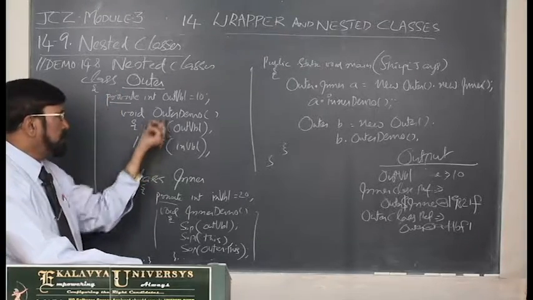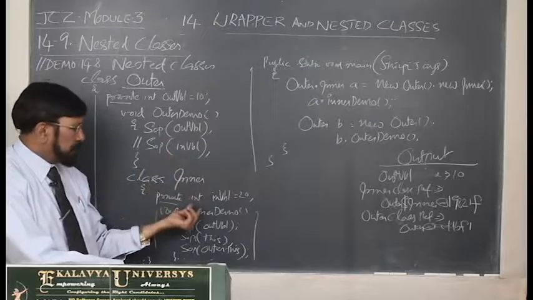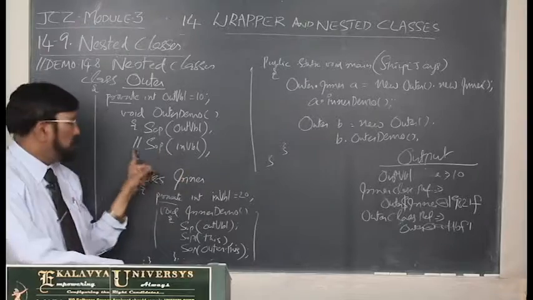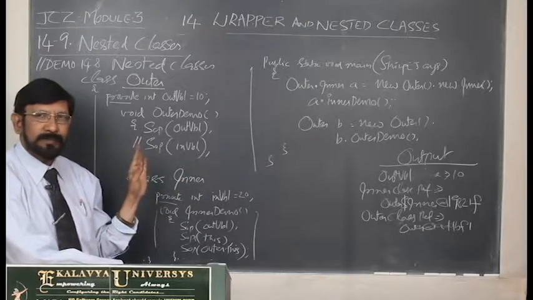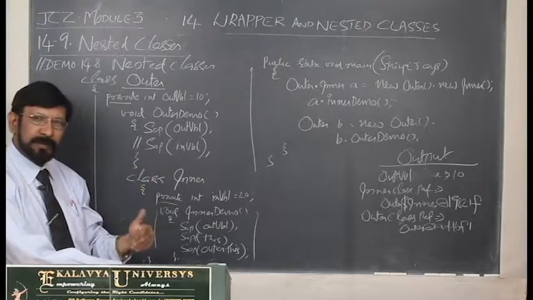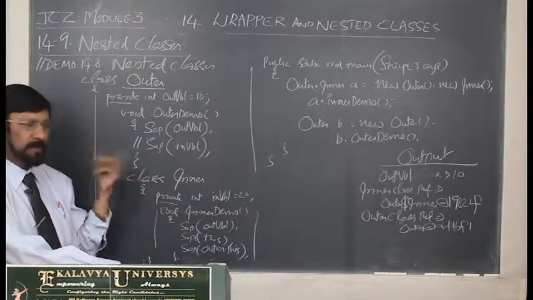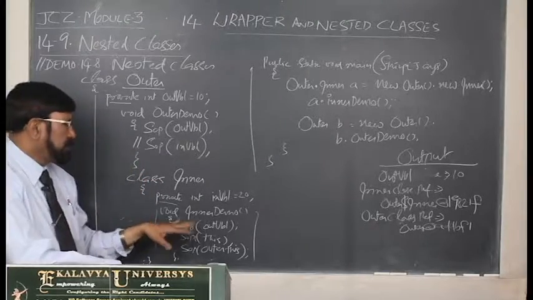So, what we are doing? This outer class would like to access the private member of the inner class. That is why the error will come if you remove the comment symbol. However, after seeing this, you see that nothing is wrong. So, next let us come to this.